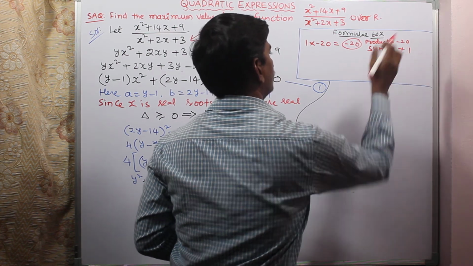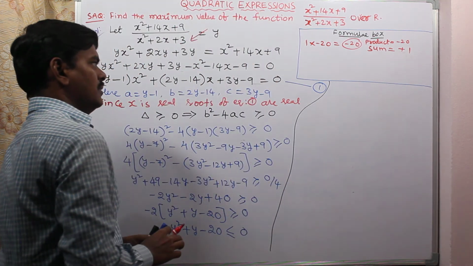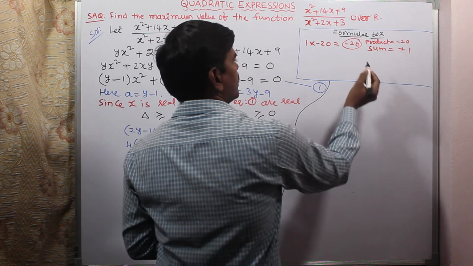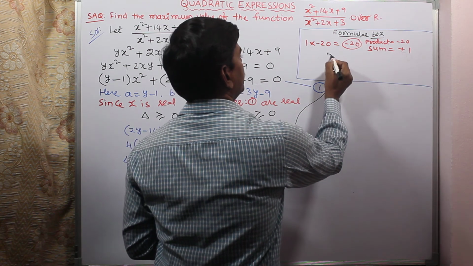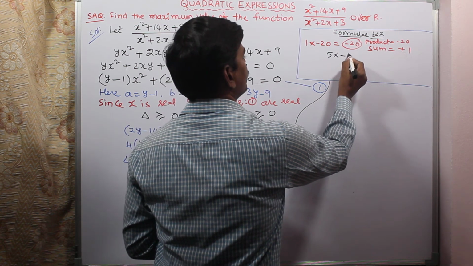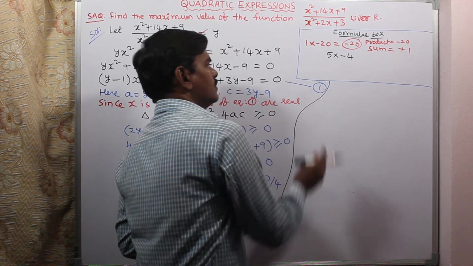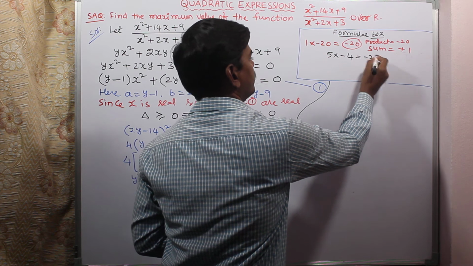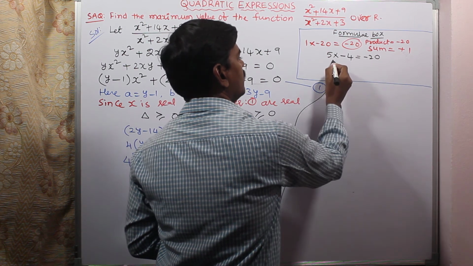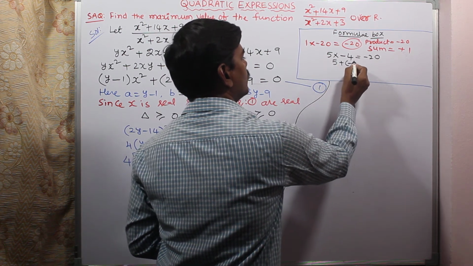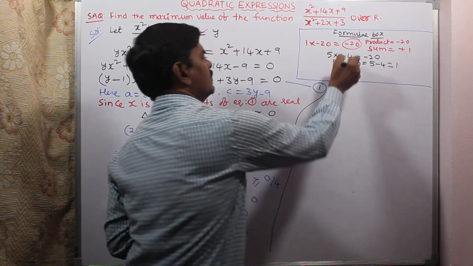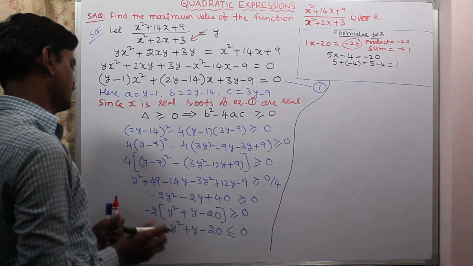So what are the two numbers? Can you guess the numbers? If I think, I can get the combination like 5 and minus 4. So 5 into minus 4, minus 20. Do you agree? 5 into minus 4, minus 20. 5 plus minus 4, 5 minus 4, that is 1. So 5 and minus 4 are the factors.